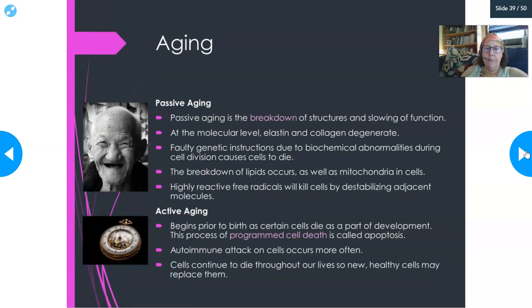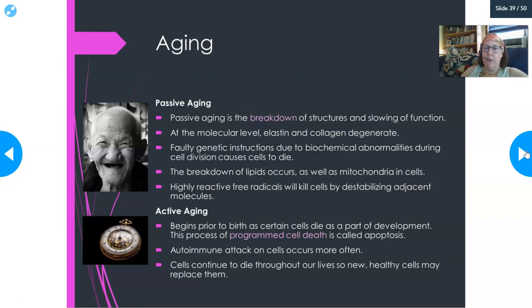So let's talk a little bit about aging. Passive aging and active aging. Passive aging is the breakdown of structures and the slowing of functions. What we think of when we think of aging, really. At the molecular level, elastin and collagen degenerate. You'll see more wrinkles appear. Faulty genetic instructions due to biochemical abnormalities during cell division will cause cells to die. So you have some loss of function here. Loss of function in the kidneys, slowly, not drastically. Breakdown of lipids occurs, the mitochondria in the cells don't work as well, so there's not as much energy around. And then you have more free radicals, and those can kill cells and destabilize adjacent structures.